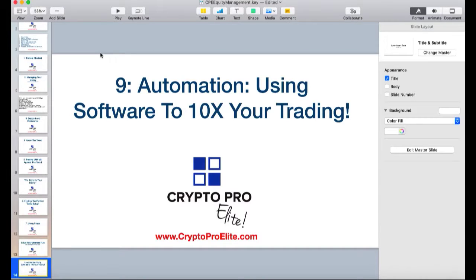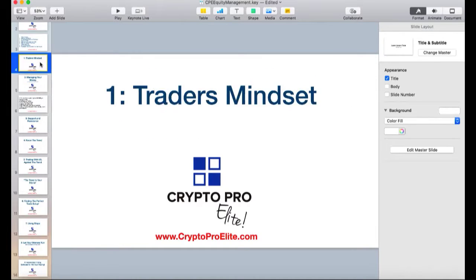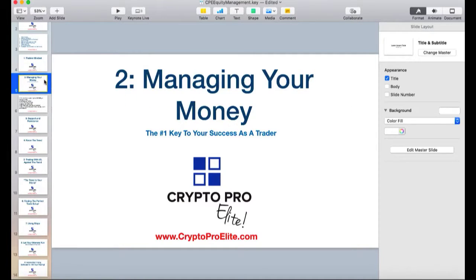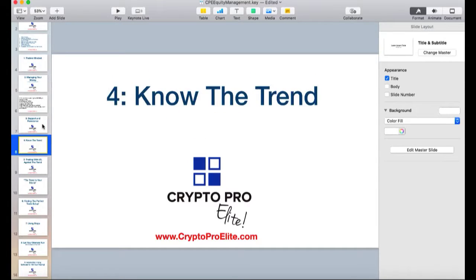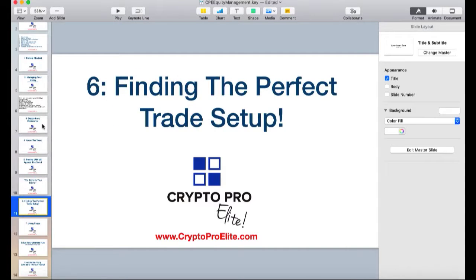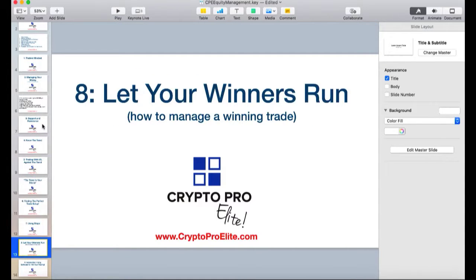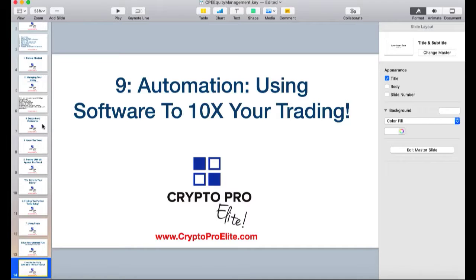So we talked about understanding support and resistance and mindset, and some things that we cannot do for you are having your trader's mindset and managing your money. But what we can automate in software is support and resistance, knowing your trend, and all of these other pieces can all be put together and run with a piece of software.